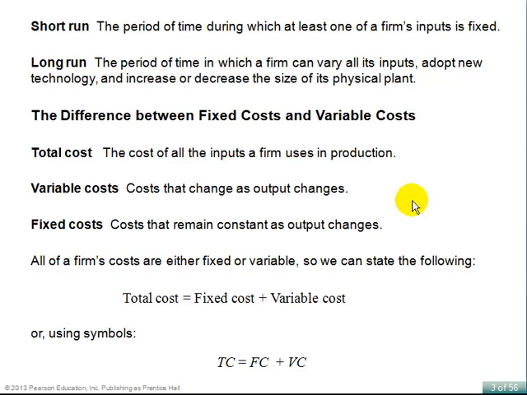Why do I say they are typical? Because there are some exceptional cases. So the only standard we use to distinguish fixed costs and variable costs is whether the cost changes as the output changes. All our firm's costs are either fixed or variable. We state this mathematically: TC, total cost, equals fixed cost, FC, plus variable cost, VC.